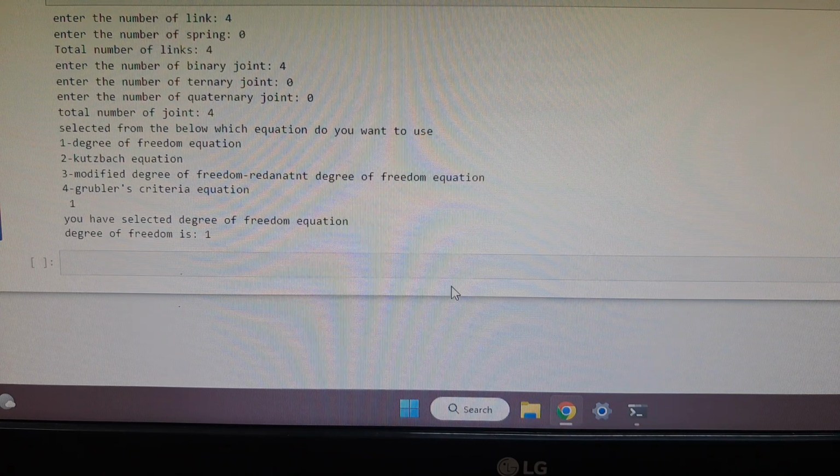This Python program helps to do a very quick and accurate calculation of the degree of freedom.